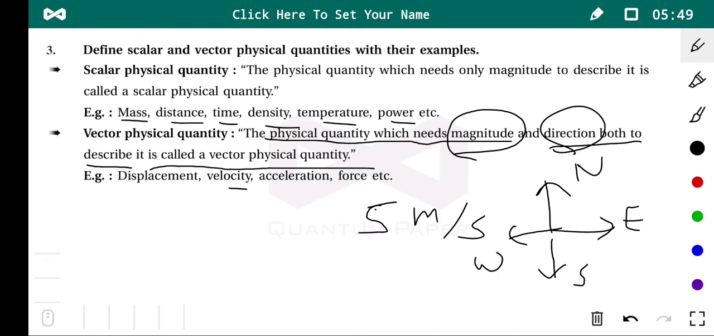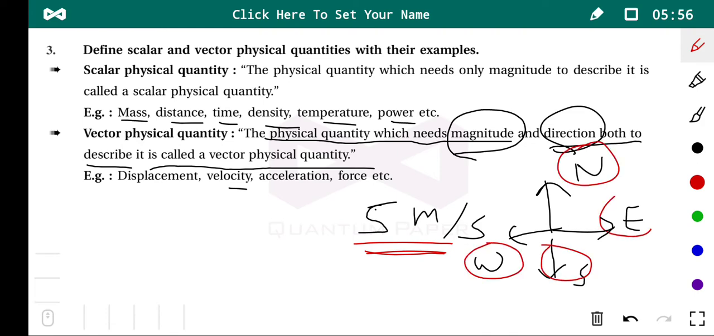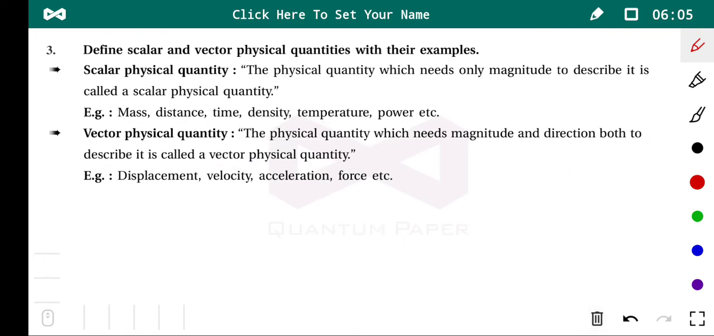So some physical quantity which needs magnitude and directions both to describe it, that we call a vector quantity. So the physical quantity which needs magnitude and directions both to describe it, that we call a vector physical quantity. Vector physical quantities are displacement, velocity, acceleration, force. All of these are vector physical quantities.